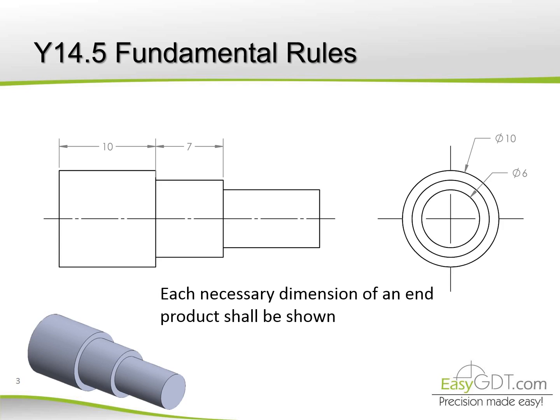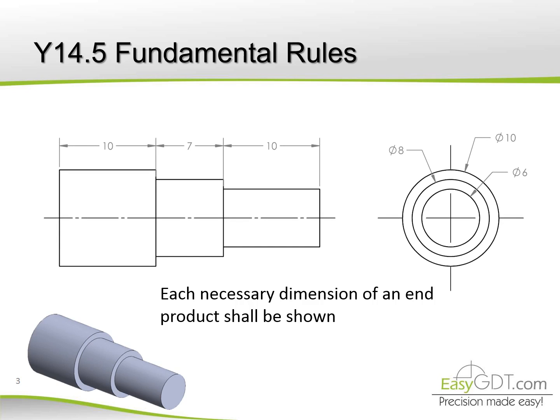Each necessary dimension of an end product shall be shown. Here, we can see that we're missing some dimensions to define this part. It's very basic, but it's actually helpful to know it's stipulated in the standard rules, so you can always demand the full definition of the part in a drawing. Here are the dimensions that we're missing, of 10 and 8.